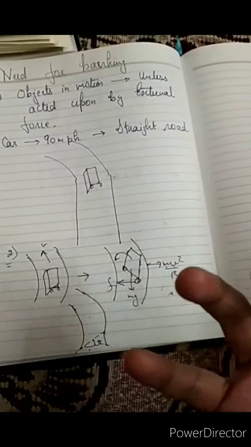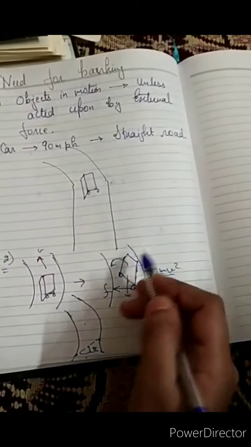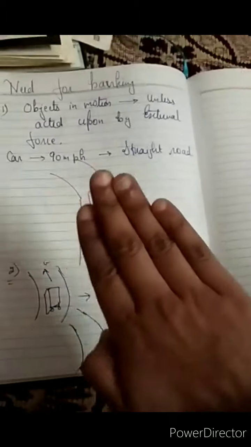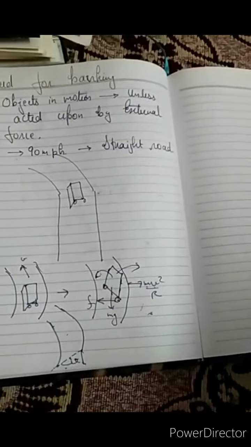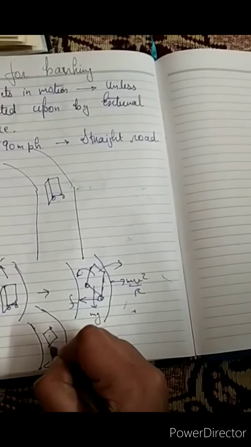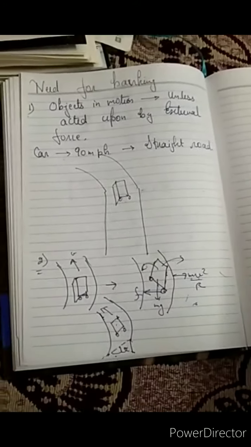But what will happen in the worst case, when mv square is much greater than this force? Then the car will topple in this direction. So what you have to do is bank the road in this direction. So now your car will go here smoothly. So banking of the road by angle theta is needed.